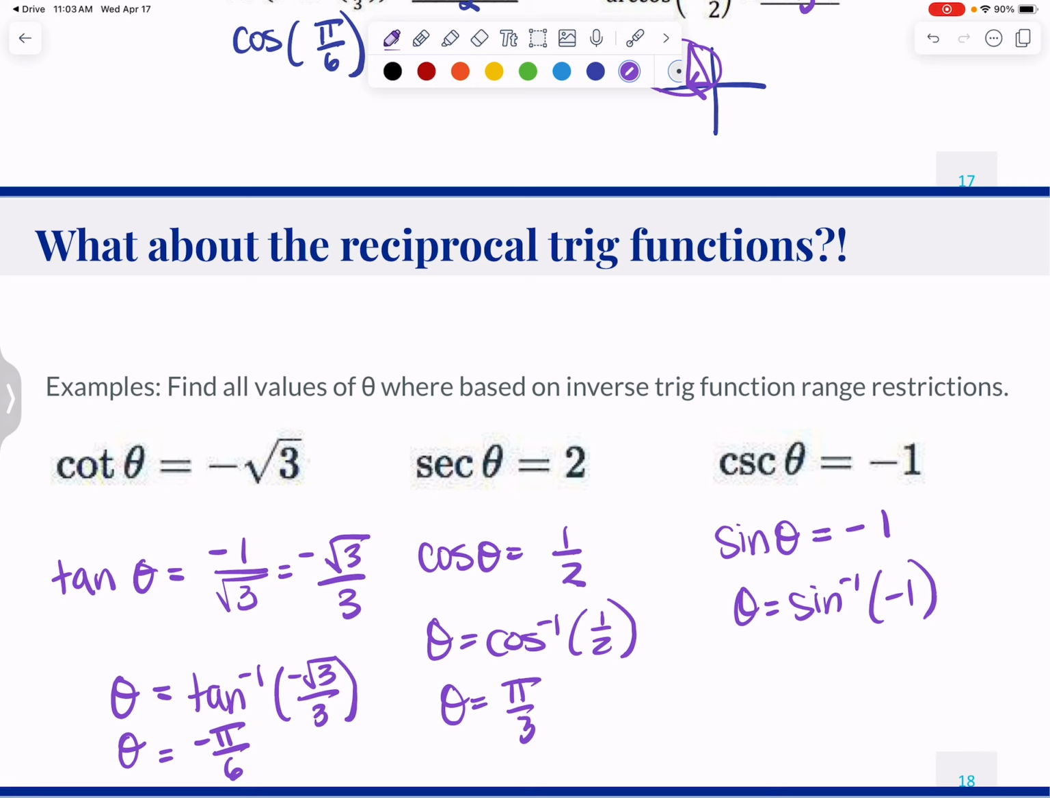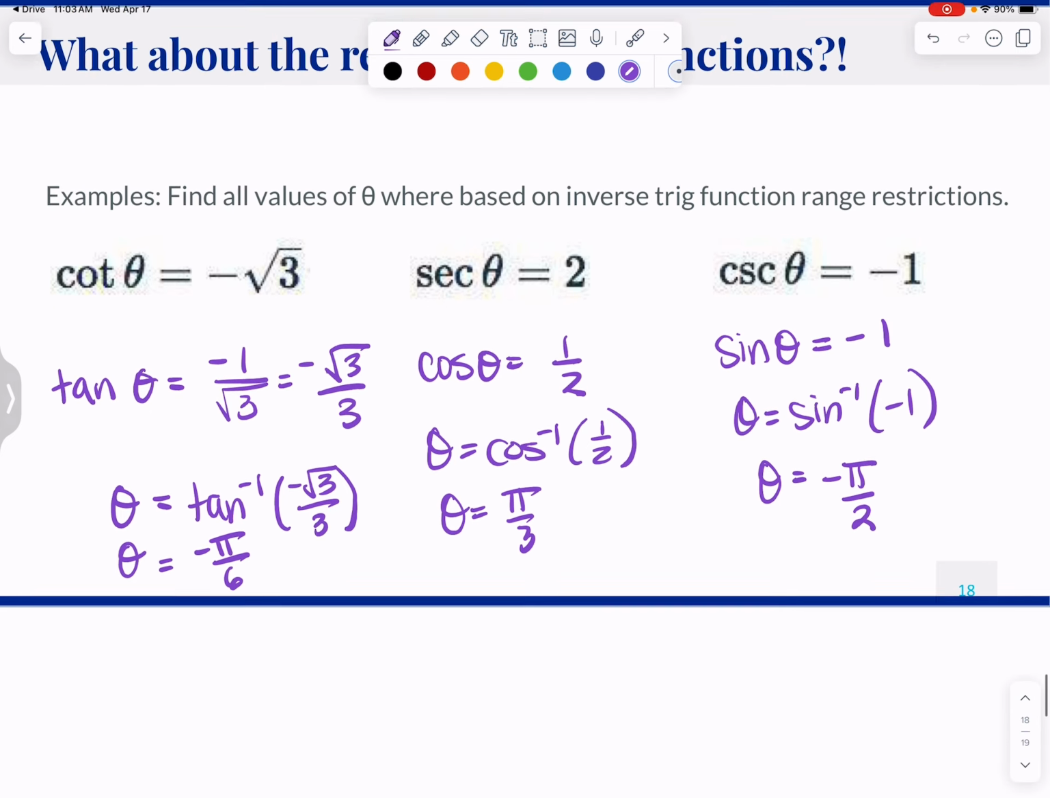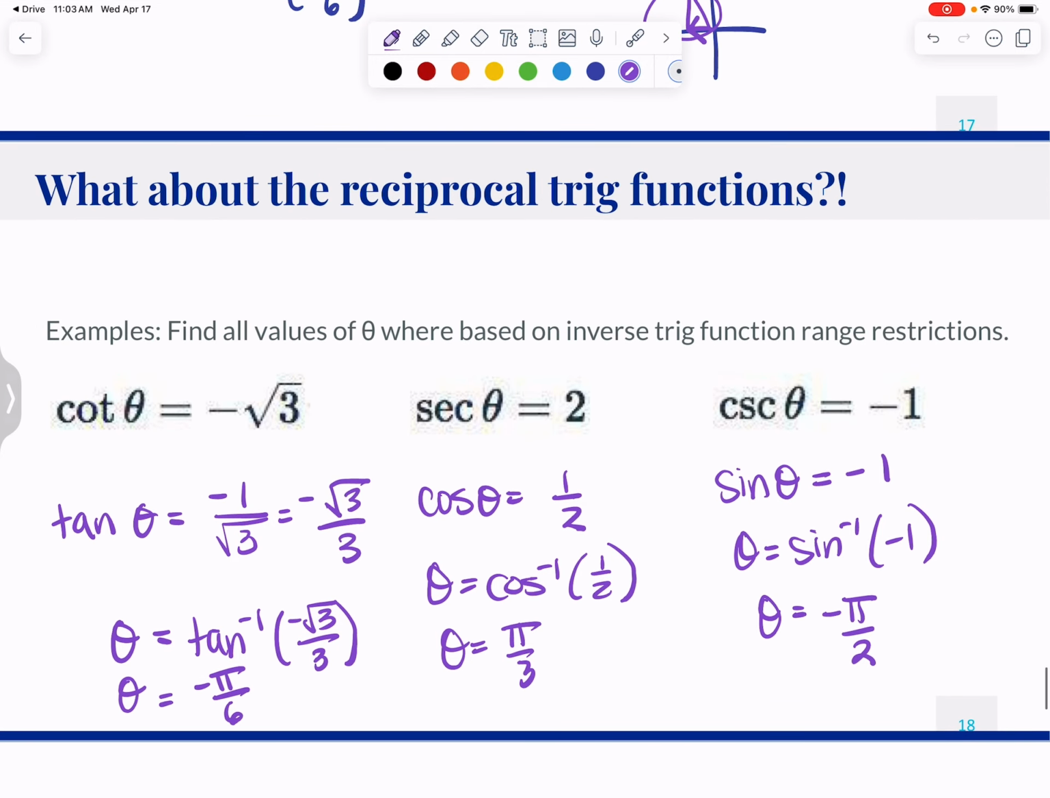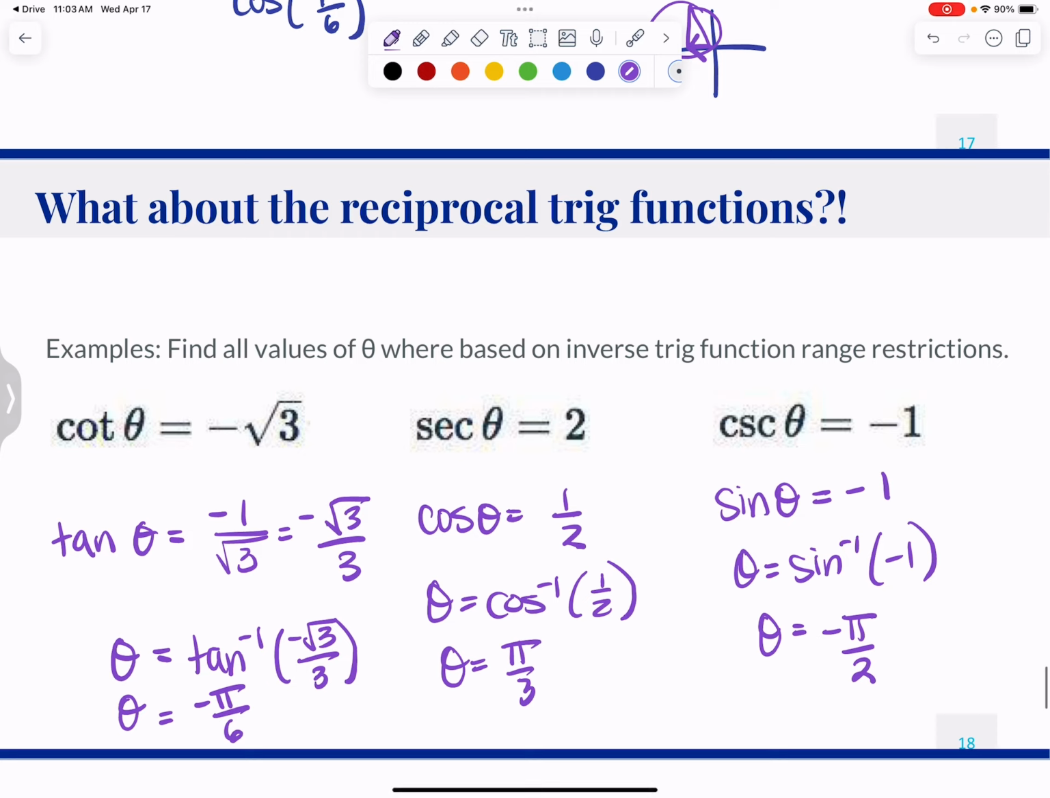Usually we would be thinking about 3 pi over 2, right? But 3 pi over 2 is way greater than our default range of sine, which is negative pi over 2 to pi over 2. So instead of 3 pi over 2, I'm going to use the negative coterminal angle, negative pi over 2. So your summary here is to remember that the default range of inverse cosine is 0 to pi, and the default range of inverse tangent and inverse sine are both negative pi over 2 to pi over 2. All right, that is all.